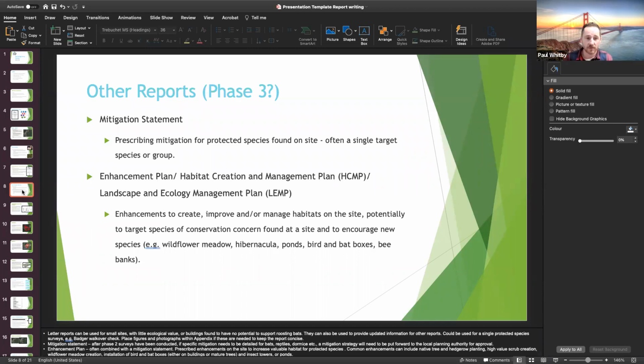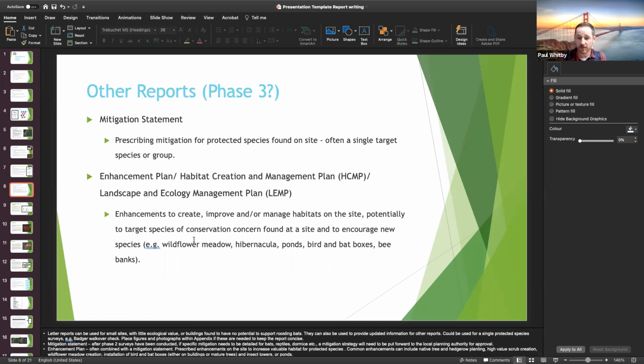They can come by a few different names. A mitigation statement is typically a document that is focusing on a particular species, so it might be written for bats or for badgers or for dormice. A habitat creation and management plan or a landscape and ecology management plan is typically produced as a document that is going to set out enhancements that you can incorporate into retained green space, for example, within a residential development.